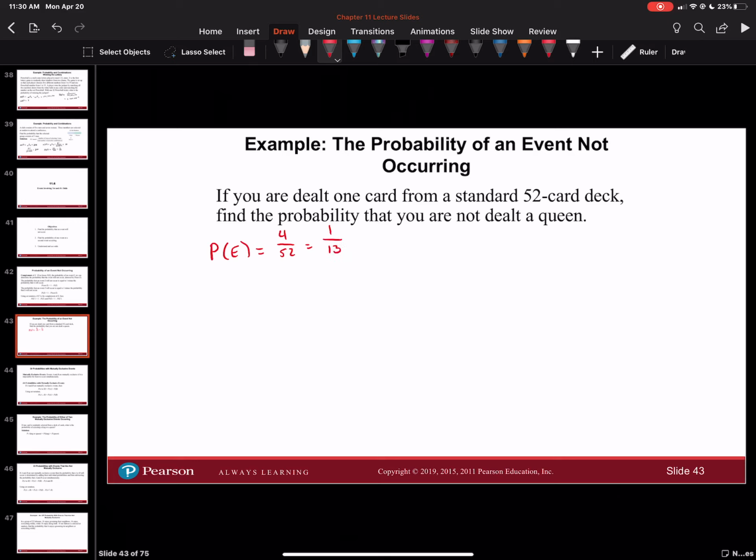Now, to figure out the probability of not E, the probability that this won't happen is equal to 1 minus my 1 over 13. And when you put that in the calculator, you should get 12 over 13.